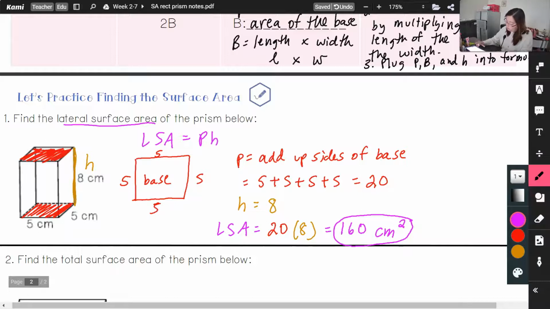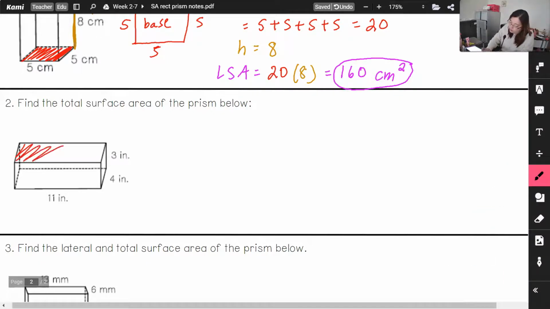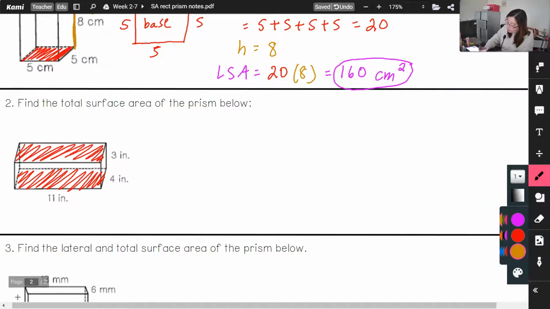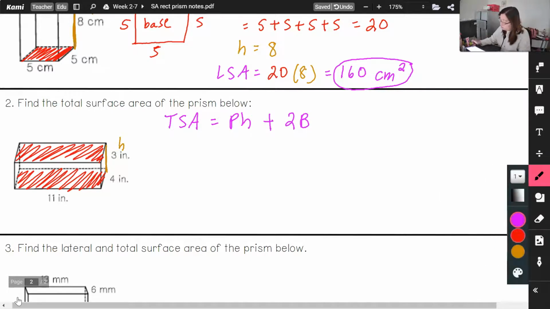Number 2 is total surface area. Same process, one more step. Base, base. Let's find the line that connects the two bases together. So this is it right here. So this is the height. Formula for total surface area is TSA equals PH plus 2B. This 2 was very important. So after you find B, you're going to have to multiply it by 2. Don't skip that step. Let's redraw the base.